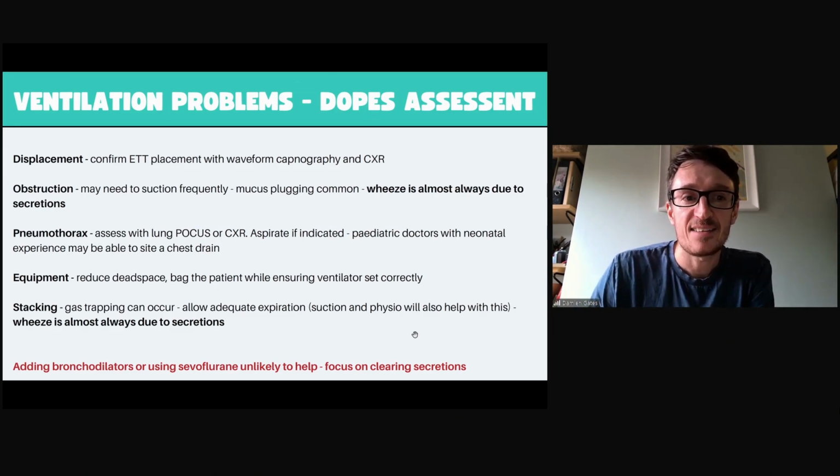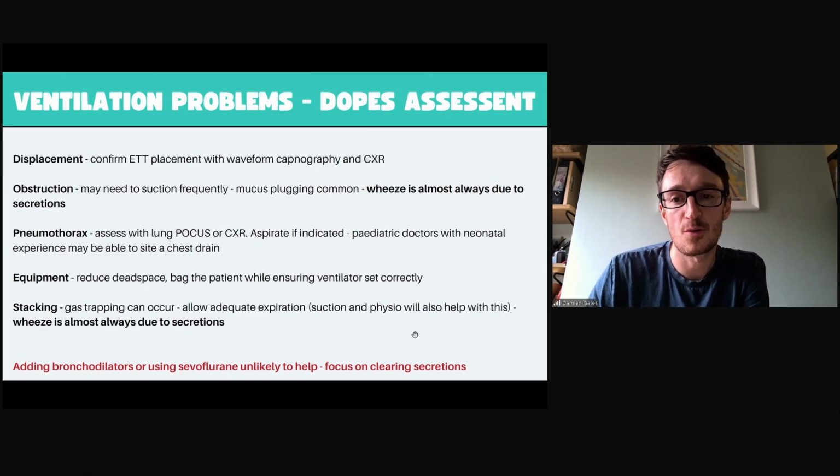If you hear wheeze, it's almost always secretions. I have to emphasize that. It's almost always secretions. So try and clear the child's chest and clear the ET tube rather than reaching for bronchodilators. Assess for pneumothorax. So if you have the ability, use lung POCUS to do that, or use a chest X-ray and aspirate if indicated.